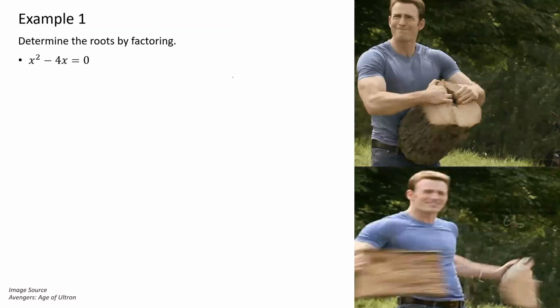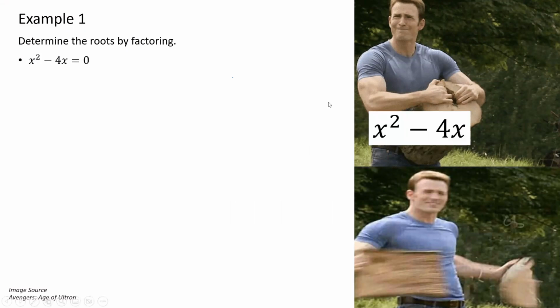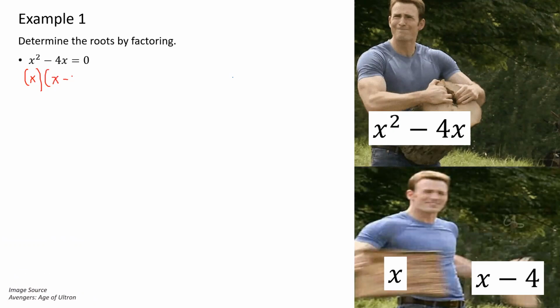Okay? So remember from last time, when we have x squared minus 4x is equal to 0, we want to factor it. We want to split this quadratic expression into its factors. Since both of them, both x squared and negative 4x, have a common factor of x, we can split it as x times x minus 4. Okay, so we can express this as x times x minus 4 is equal to 0.